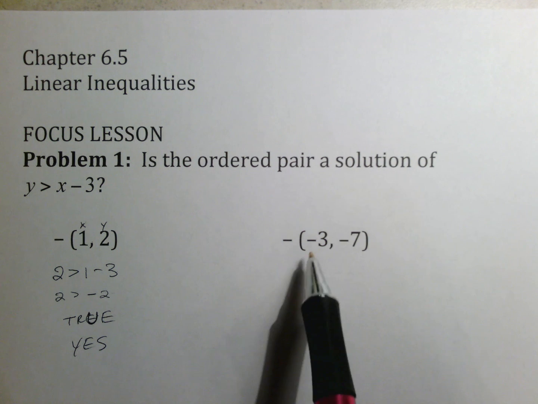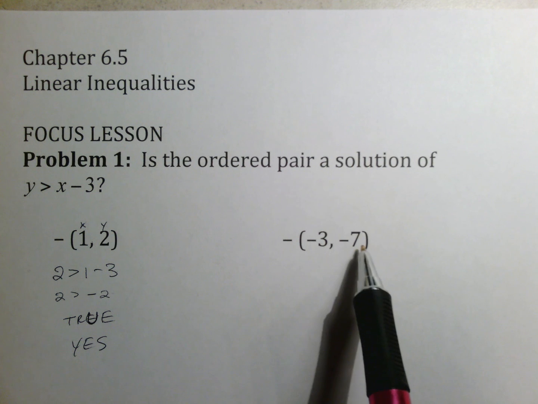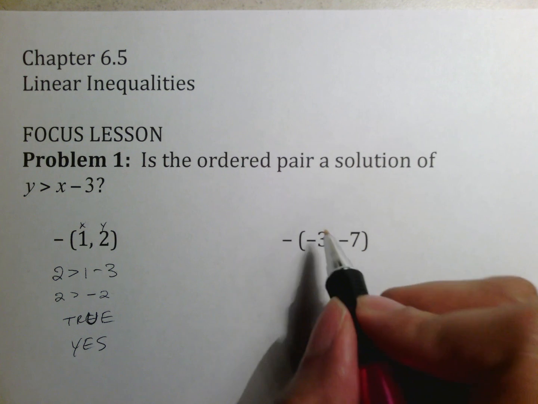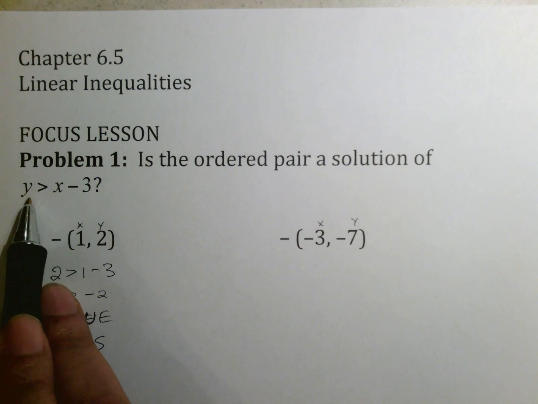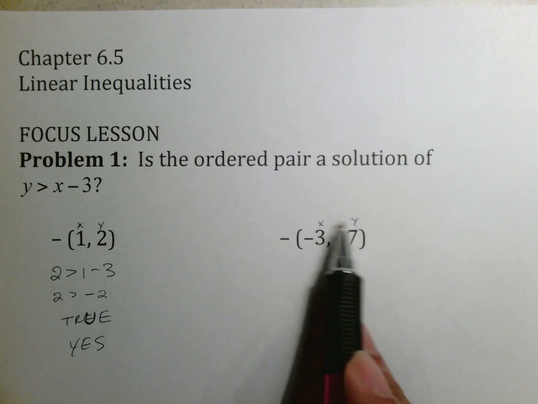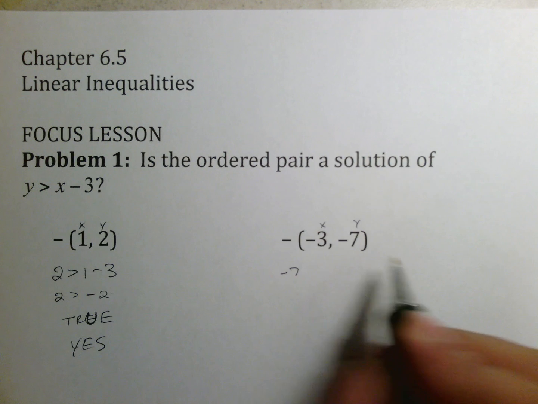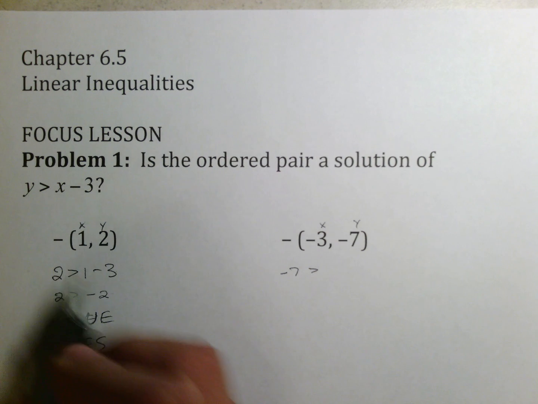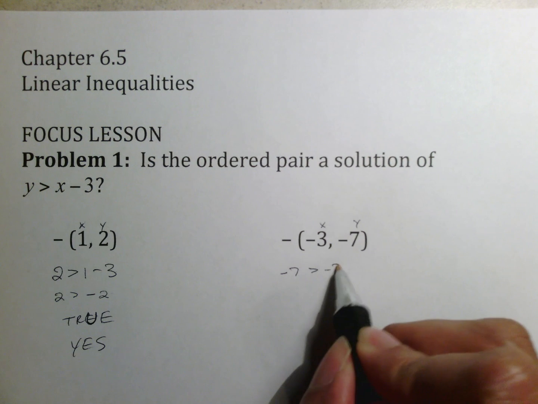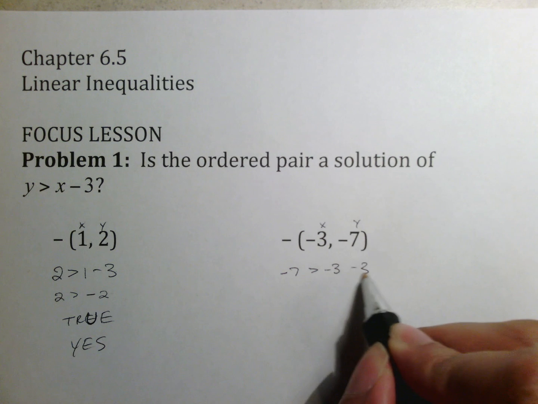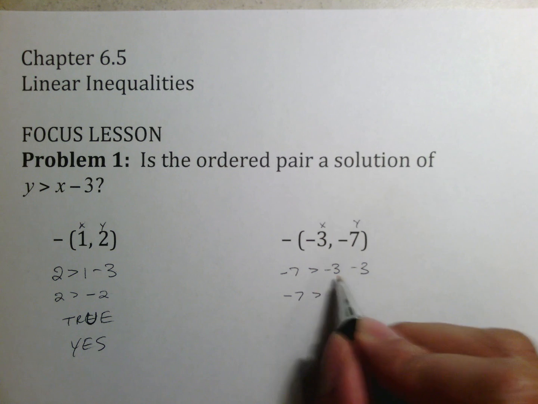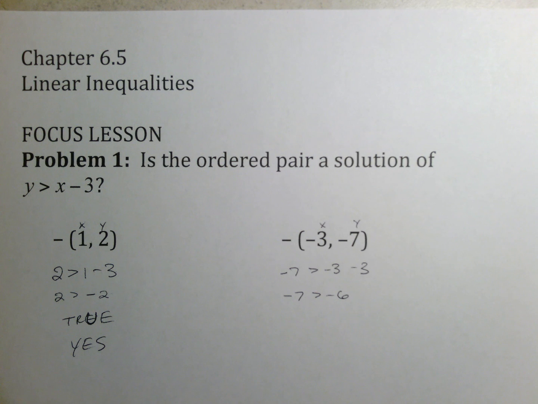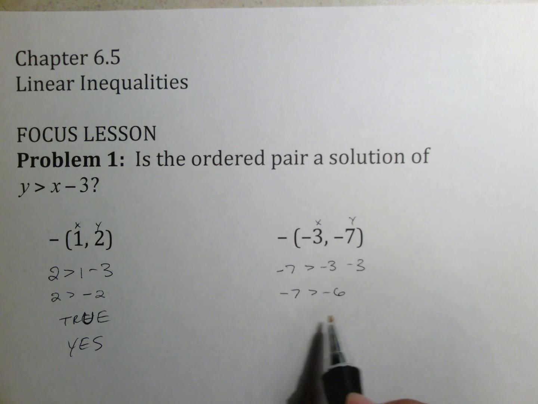Again, over here, you have an ordered pair negative 3, negative 7. And again, I remember that in the ordered pair, this is always x, this is always y. So when I go to plug it into this equation, the y should be turning into negative 7. Keep the sign the way it is, greater than. X should be turning into negative 3, minus 3. Here you have negative 7 is greater than negative 6. And I'm not really sure because these are crazy.